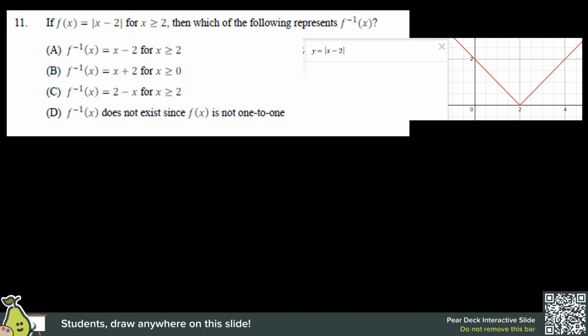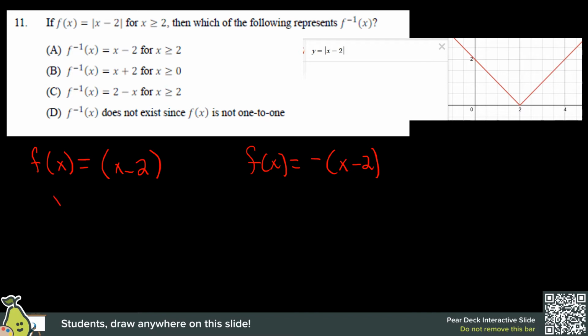So for this one here, it says if f of x equals the absolute value of x minus 2 for x is greater than 2, then which of the following represents f inverse of x? So inverses of absolutes is very interesting. What we actually need to do is solve for both cases. Technically what we have here is f of x equals x minus 2 is one case, all right? And then we can switch the equation to where we have f of x equals negative x minus 2, and this would be the other case. So we want to solve for the inverses of these two.